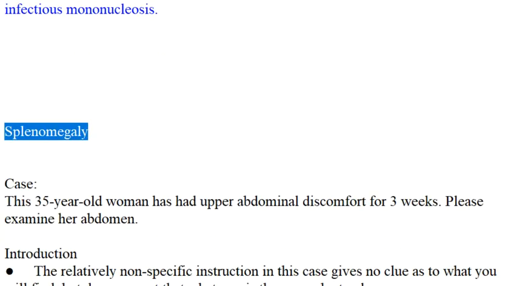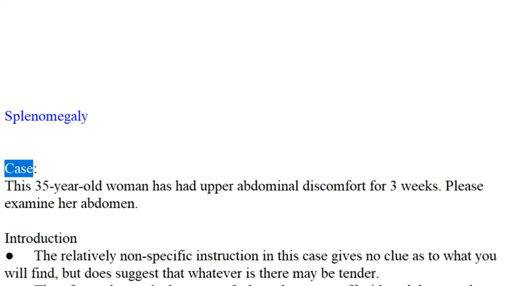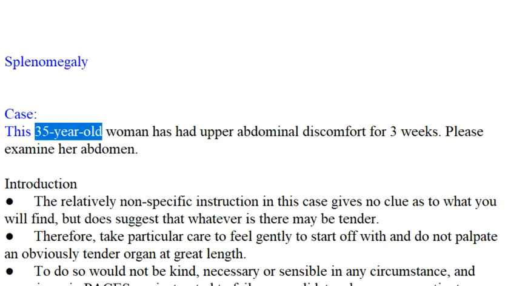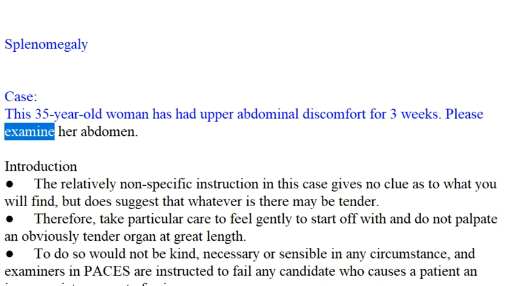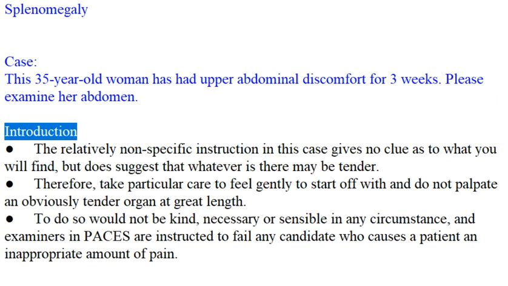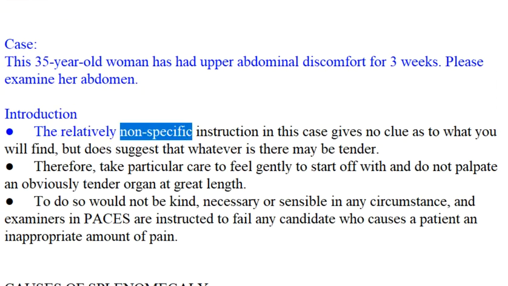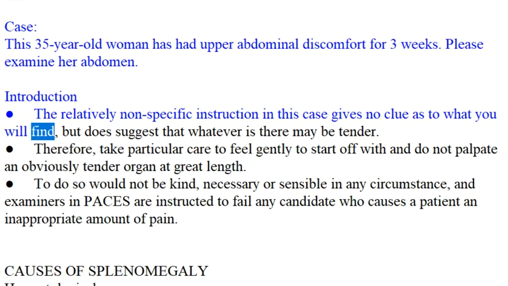Splenomegaly. Case. This 35-year-old woman has had upper abdominal discomfort for 3 weeks. Please examine her abdomen. Introduction. The relatively nonspecific instruction in this case gives no clue as to what you will find, but does suggest that whatever is there may be tender.